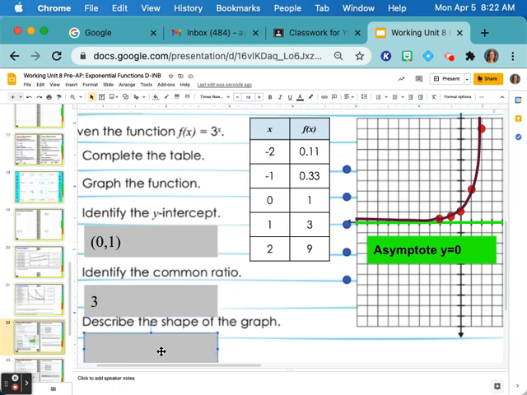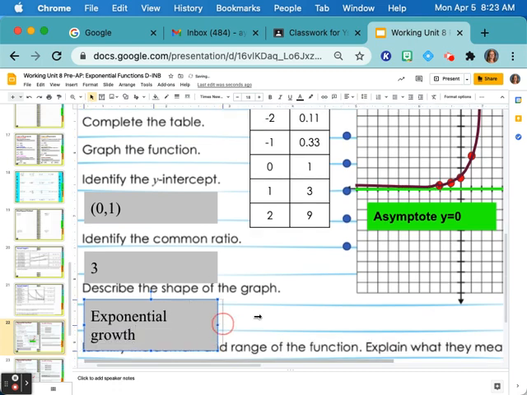What is the shape of the graph? It's exponential. And it's also increasing. What about exponential growth? That's what we'll write. If it was going down, it'd be an exponential decay.